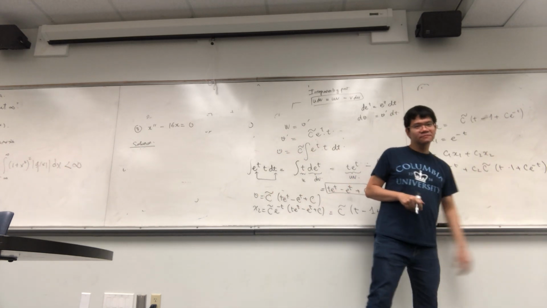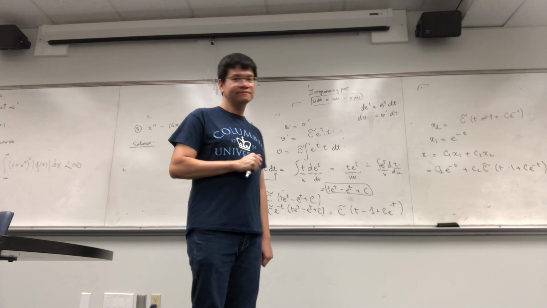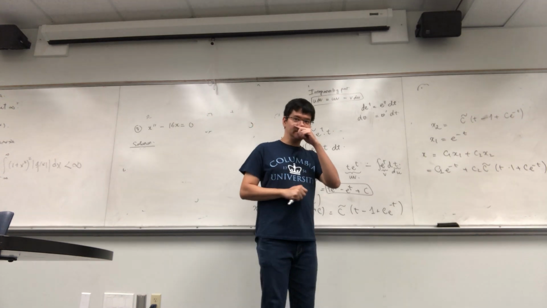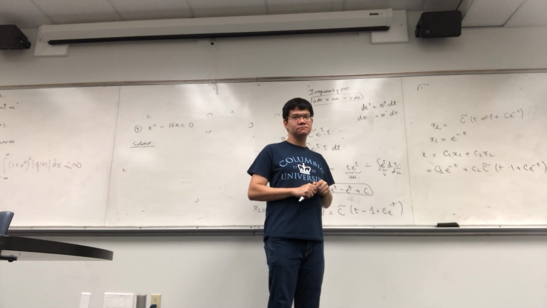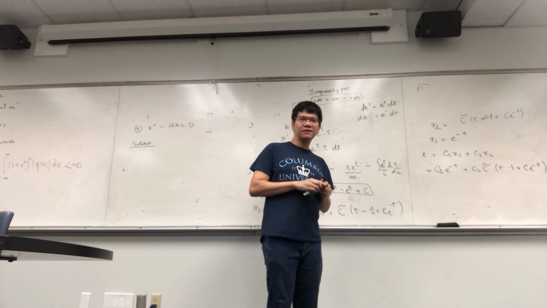And then we can add that to the term c1 times e to the negative t, because again we don't care about our constants. We can combine all that, and that would give us our first solution. And then the second solution is just a constant times t minus 1.